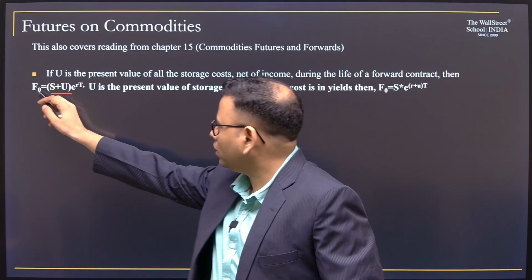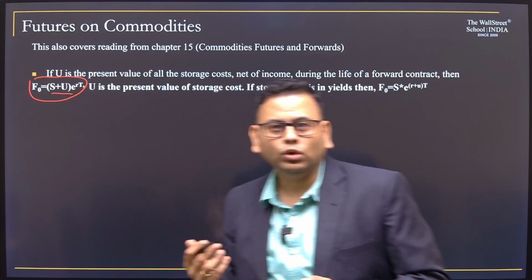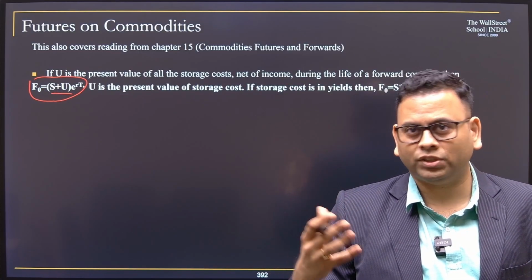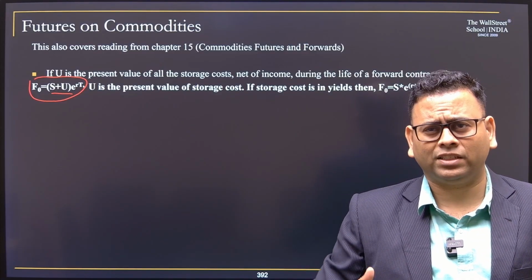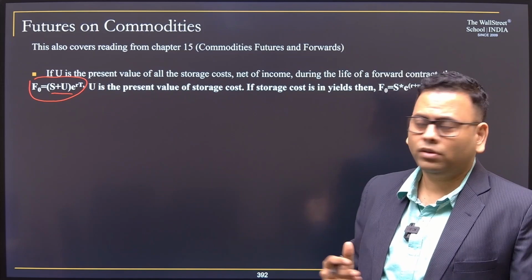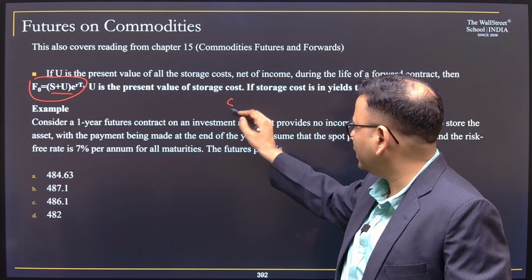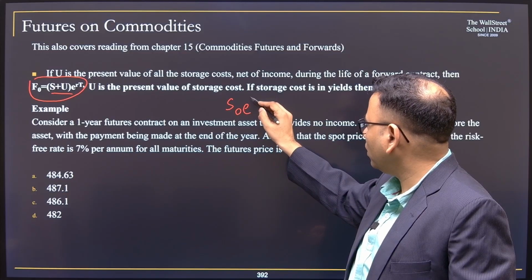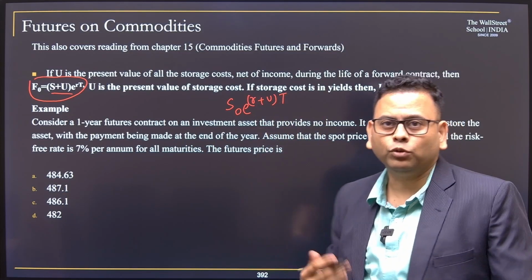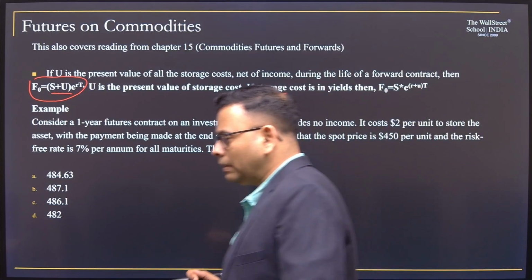So your F naught, which is my forward or futures price, would then become S naught plus U. U is the present value of future cost, which could be storage cost, or any, let's say, transportation cost. If it is in yield form, you will add it to R. So basically in that case, it will be S naught e to the power (R plus U) into T, if U is in percentage form. So let's solve this question.